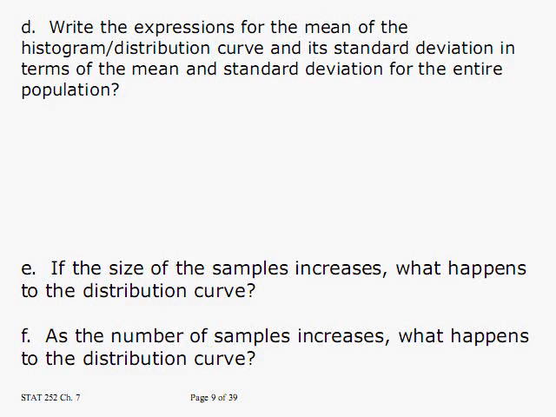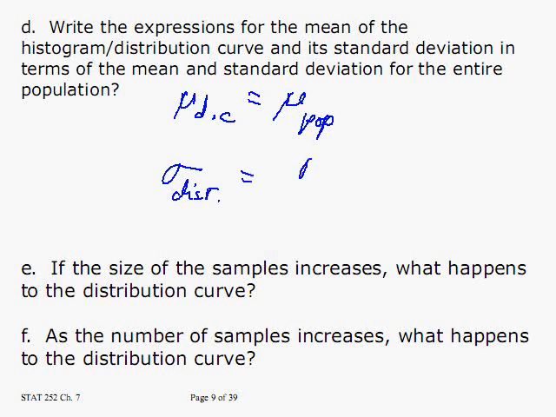Write the expressions for the mean of the distribution curve and its standard deviation in terms of the mean and standard deviation for the entire population. Well, the mean for the distribution curve is the mean for the population. There's no difference. And the standard deviation for the distribution, or standard error, is the standard deviation for the whole population divided by the square root of n, which is the sample size.